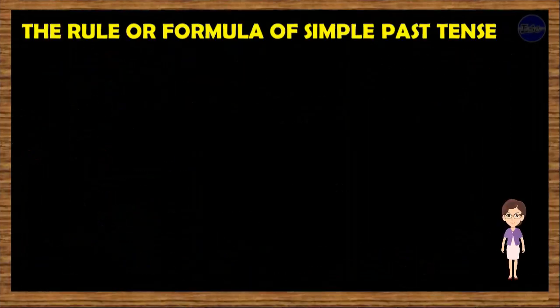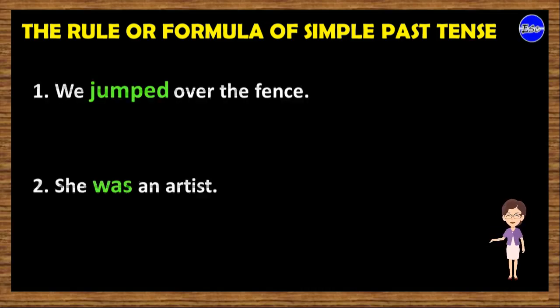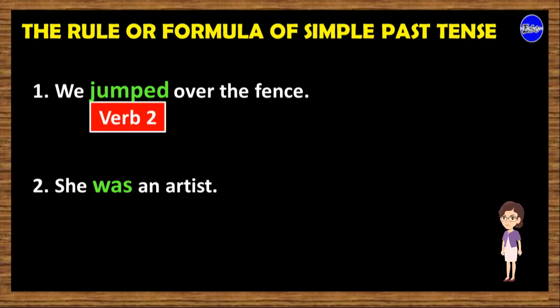As we have already discussed what and when to use simple past, now let's continue dealing with the rule or formula of simple past tense. To understand the simple past tense rule or formula, let's see these 2 sentences. 1. We jumped over the fence. 2. She was an artist. In the first sentence, it uses a verb, that is, jumped, while in the second sentence, it uses to be, that is, was. So based on this, we can conclude that there are two formulas of simple past. One is when it uses a verb, and two, when it uses to be. Let's clarify one by one.